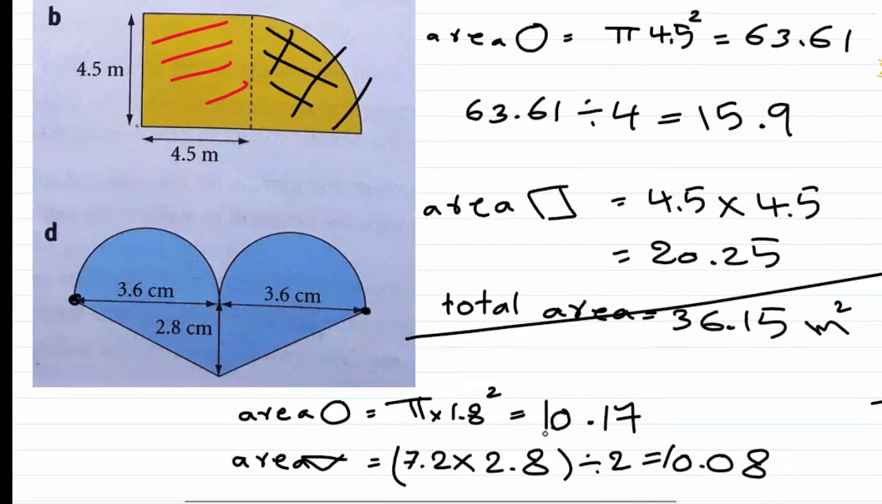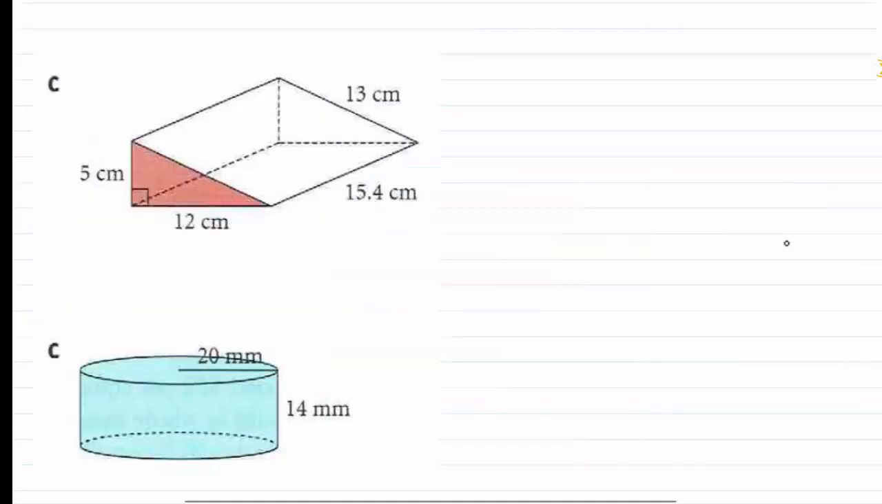Then the total area is 10.17 plus 10.08, that gives 20.25. The total area for this shape is 20.25. The units are centimeters, so this is centimeter square.